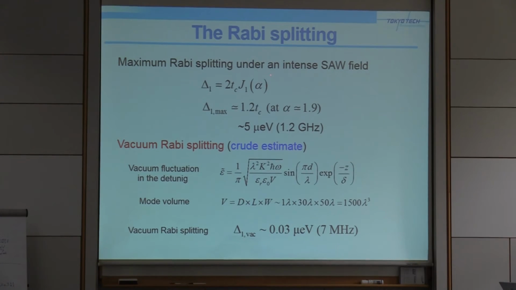Let me estimate how much Rabi splitting is expected. Since we know the tunneling coupling, the maximum Rabi splitting is expected to be something like 5 microelectron volts. We have no experimental estimate of the Rabi splitting, but we can do a crude estimate by assuming a mode volume of 1,500 cubic lambda, which yields a vacuum splitting of 7 megahertz. Unfortunately, this is not sufficient to resolve in our experiment, but by making a much smaller mode volume cavity, I expect the vacuum Rabi splitting can be enhanced significantly.